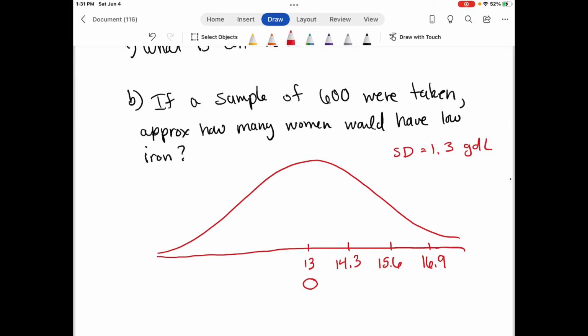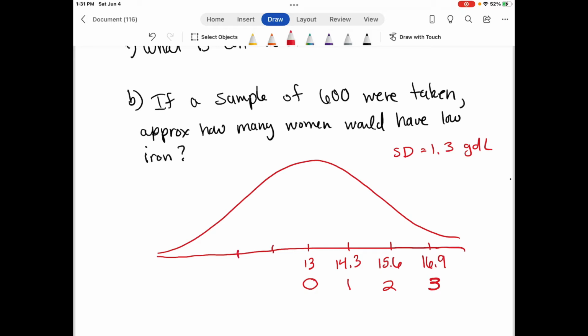So the center means we're 0 standard deviations away from the mean. If I go 1 standard deviation to the right, that's where 14.3 is. If I go another standard deviation out, that represents the 15.6, and this will be 16.9. That will be 3 standard deviations out.